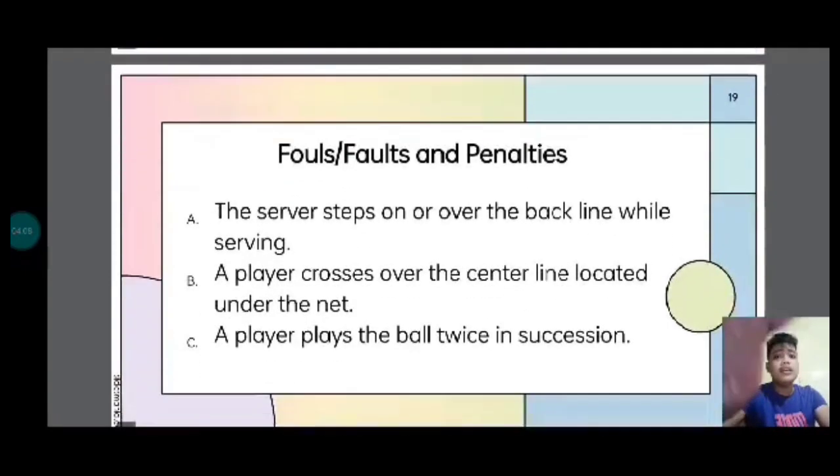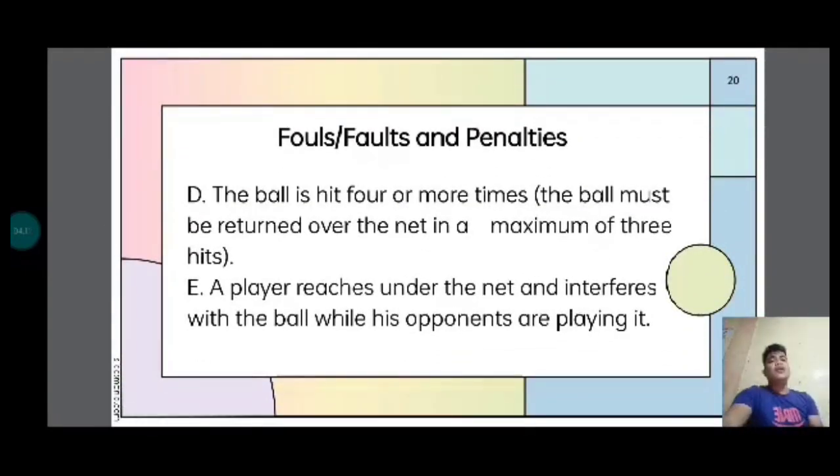The next one is the ball is hit 4 or more times. The ball must be returned over the net in a maximum of 3 hits. As I have explained recently, the team must only hit the ball 3 times, not 4 times. And the example that I gave you is the violation of hitting the ball twice in succession with your physical touch.